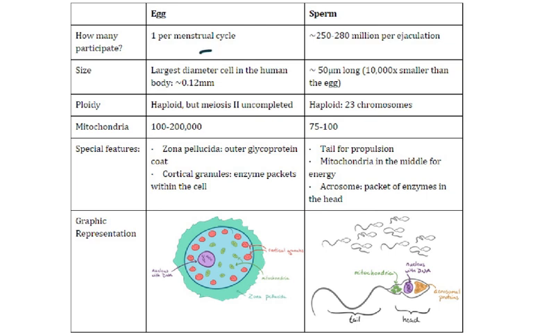Then a quick comparison of the egg and the sperm. One egg is produced per menstrual cycle, versus 250 to 280 million sperm per ejaculation. The egg has a larger diameter, the largest cell in the human body, while the sperm is 50 micrometers, smaller. Both are haploid. Let's not talk about the other things. Mitochondria: 100 to 200 in the egg, 75 to 100 in the sperm. Special features: the egg has a zona pellucida, an outer glycoprotein coat, and cortical granules, enzyme packets within the cell. The sperm has a tail for propulsion, mitochondria in the middle for energy, and an acrosome, a packet of enzymes in the head.